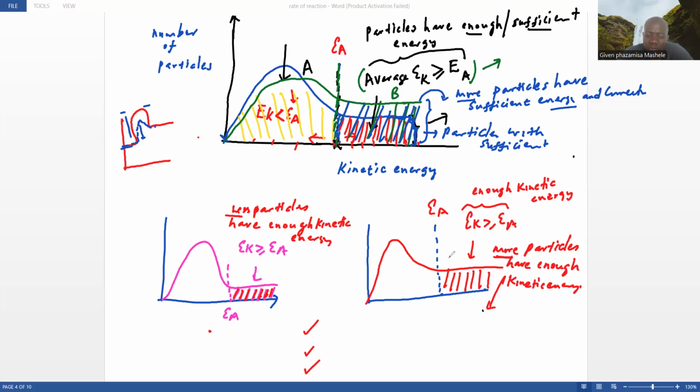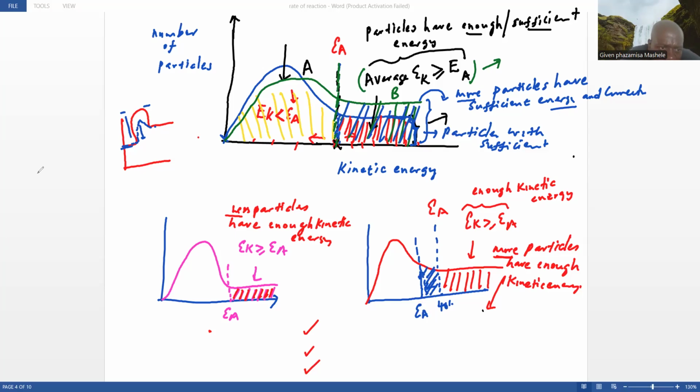So if we add the catalyst, look what will happen. Adding a catalyst here will reduce the activation energy. If the activation energy was around 40 kilojoules, now it will be less. So the activation energy is now here, and since it is here, it's creating this area. You see this area now.